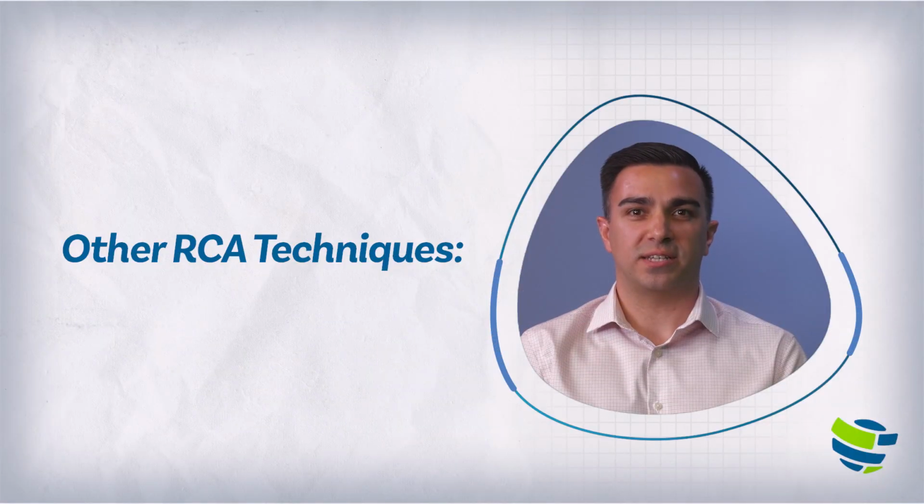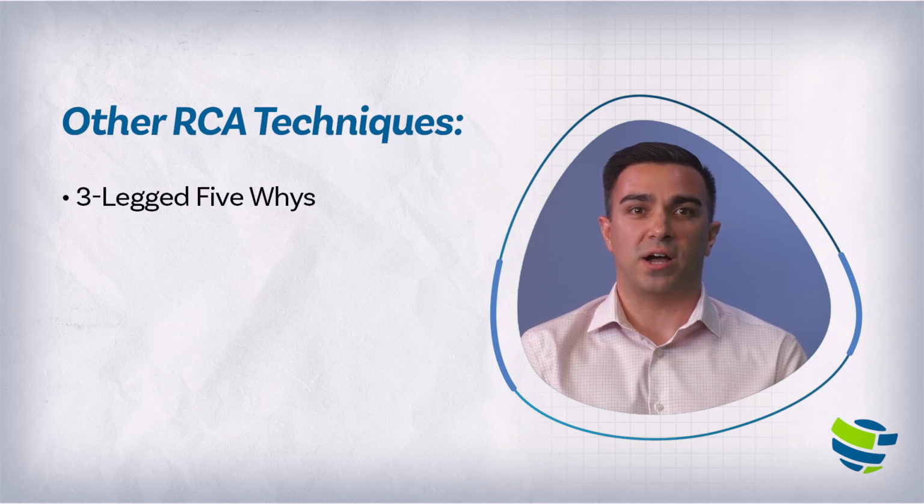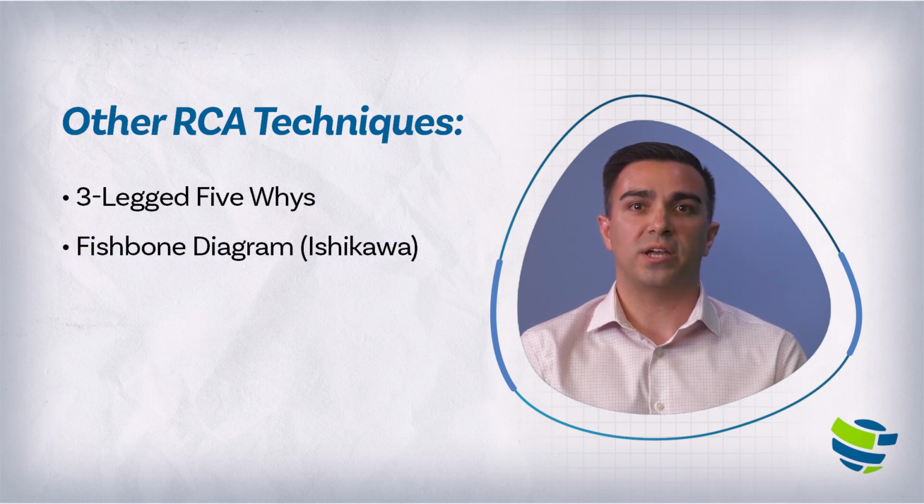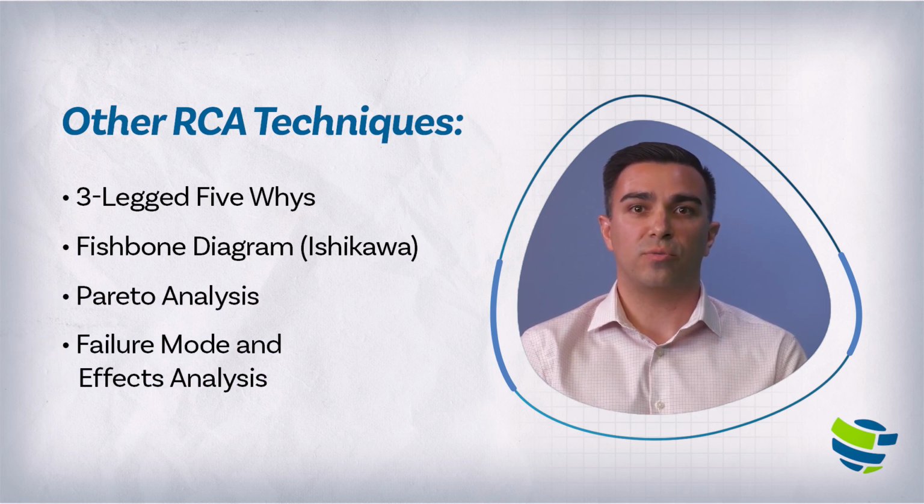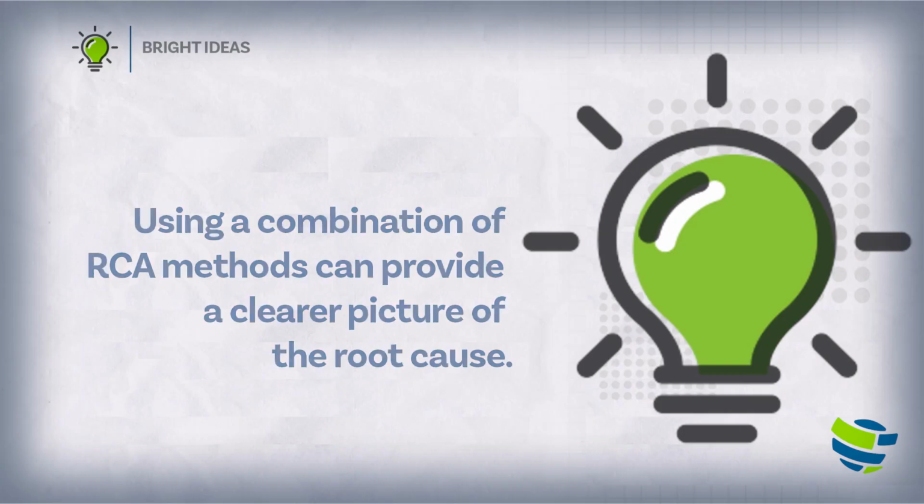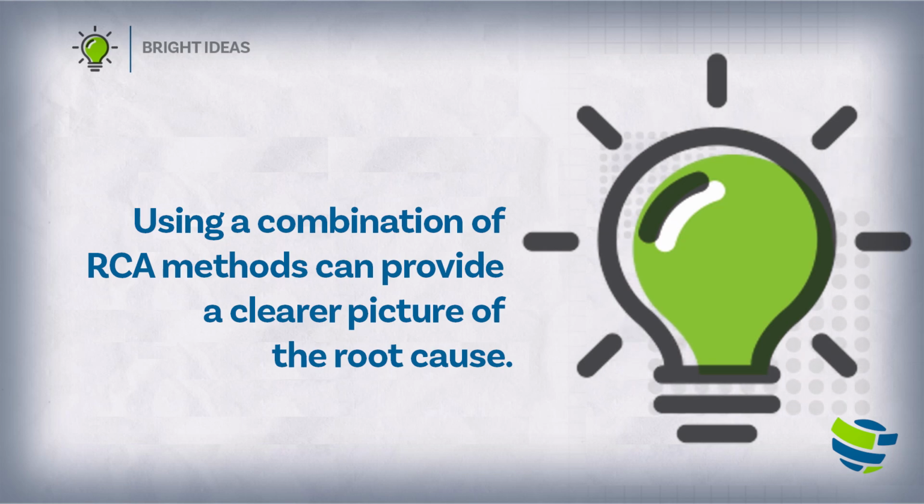While the 5 whys method is a great starting point, some issues require a more structured approach. Let's look at other RCA techniques that can provide deeper insights and help tackle complex problems. 3-legged 5 whys. This method examines prevention, detection, and recovery to identify multiple root causes. Fishbone diagram. A visual way to categorize potential causes of a problem. Pareto analysis prioritizes the most significant factors contributing to the issue. Failure mode and effects analysis evaluates potential failures in a process before they happen. Here's a bright idea. Using a combination of RCA methods can provide a clearer picture of the root cause.